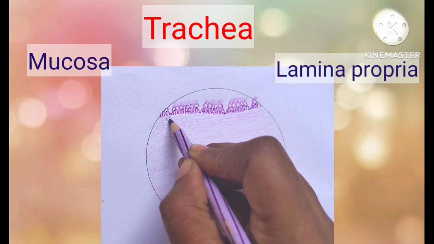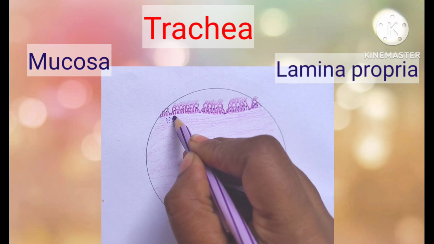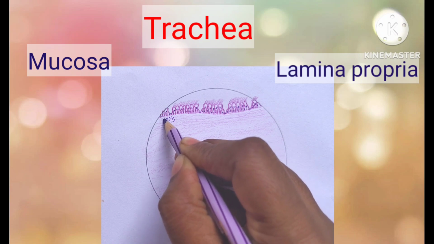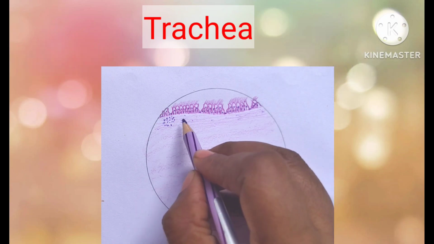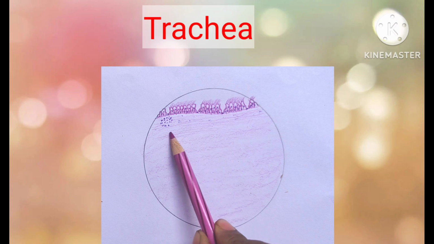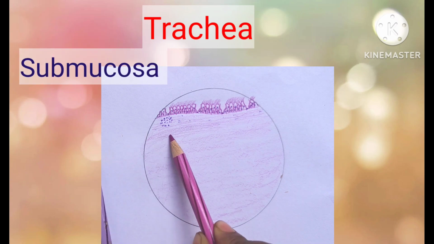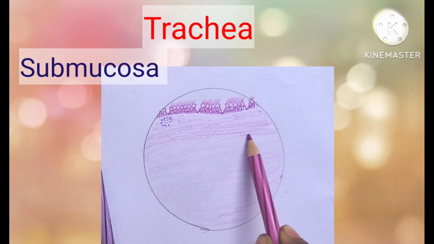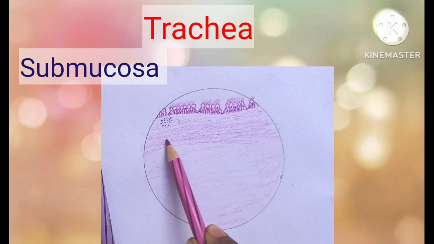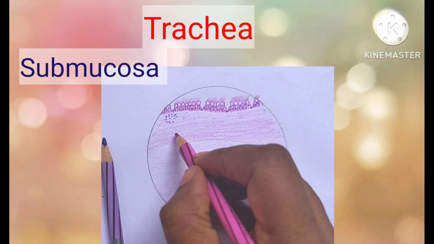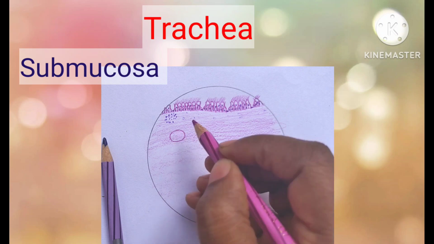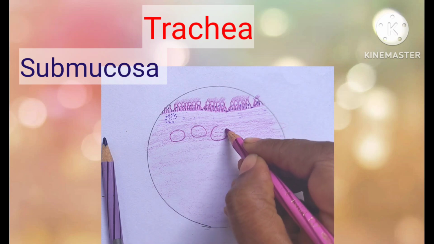Underlying that, we have a lamina propria, which consists of loose connective tissue and more of elastic fibers. So they'll have plenty of elastic fibers and other cells like eosinophils and lymphocytes. Lymphocytes can be aggregated or scattered, and they constitute the bronchus associated lymphatic tissue, the BALT system.